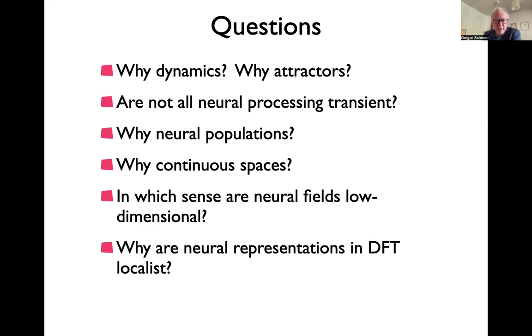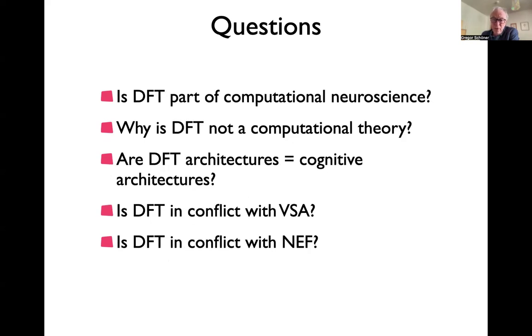Why dynamics? Why attractors? Why is that right? Well, aren't all neurons responding transiently? Why populations? Why continuous spaces? What about the dimensionality of these fields? What about the localist assumption that's implicit in here? And then maybe contrast DFT to computational neuroscience. Is it computation? What about computational theories? How do they relate? What about DFT architectures? Are they just like cognitive architectures? VSA, for those who know, and NEF would be something we can make a contrast to.